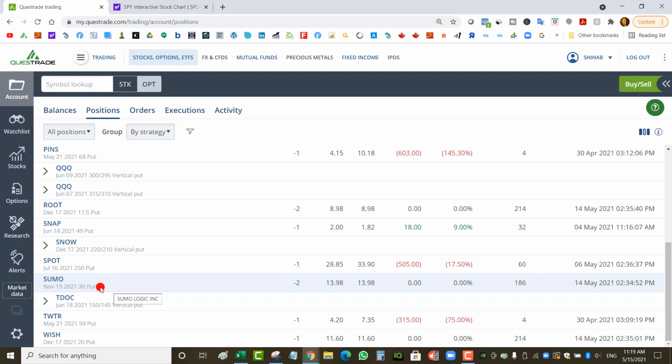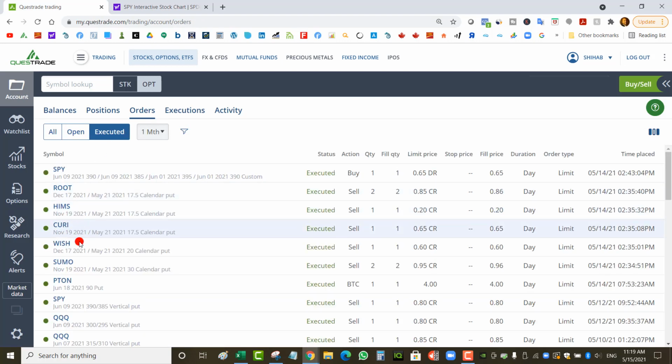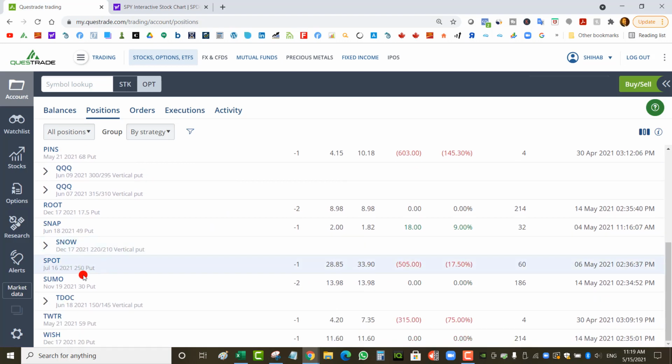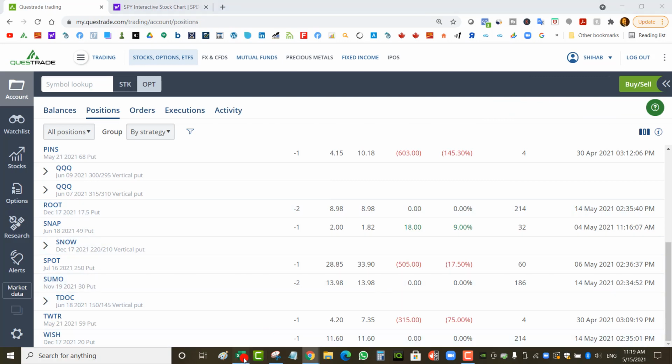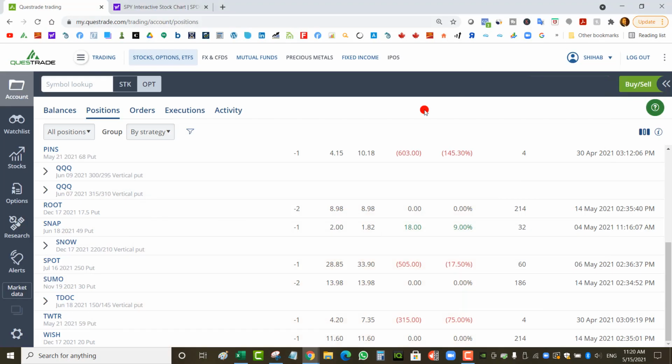Sumo here, this is a terrible trade. I've got 2 puts on Sumo at a 30 strike. I went from May 21st to November 19 and collected an extra 96 cents. Now the sad part is, look where Sumo is trading right now. If I click on Sumo, it is trading at 16.86. My short put is 30. So I'm going to have to wait a while for this to recover, and I went all the way to November. My total credits on Sumo, though, is $3.56, so my break even is around $26. That's my break even, and the stock is trading at $16.